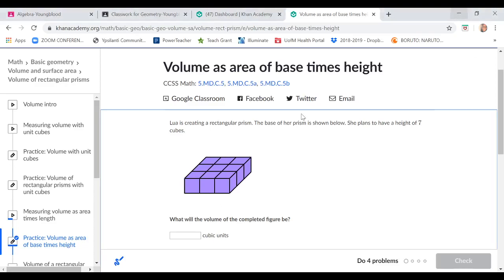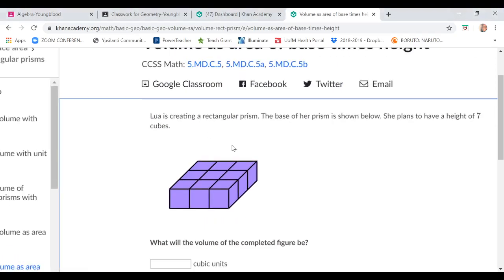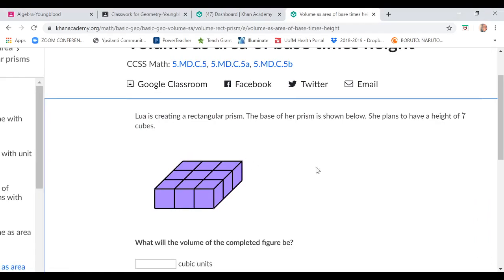So for this first example, they say, Lua is creating a rectangular prism. The base of her prism is shown below. She plans to have a height of 7 cubes. So I'm going to be right back. I'm going to copy and paste this so we can visualize what's going on.